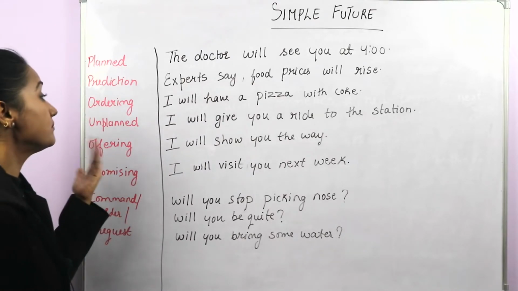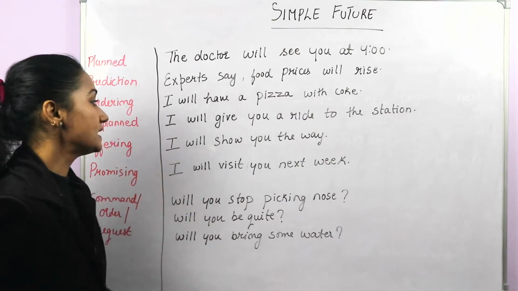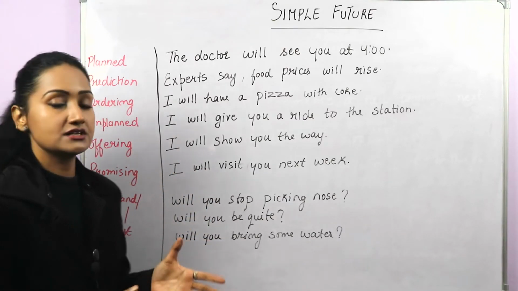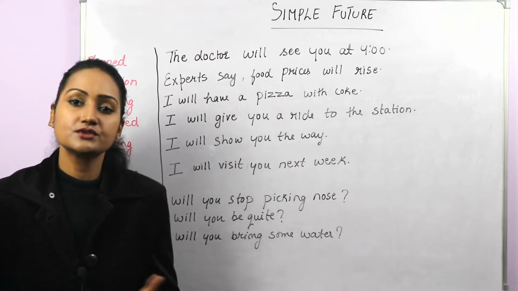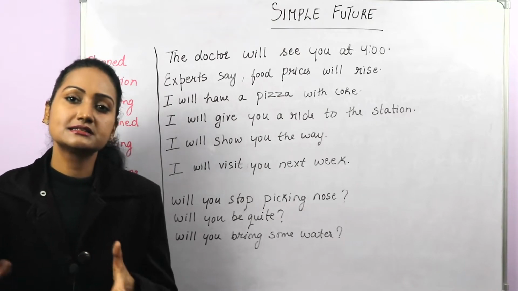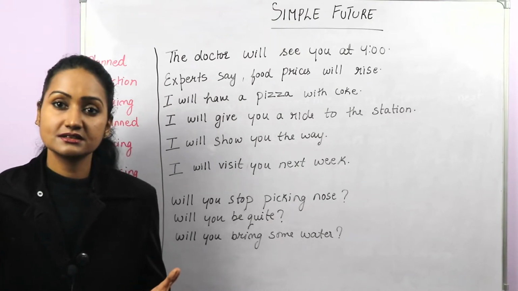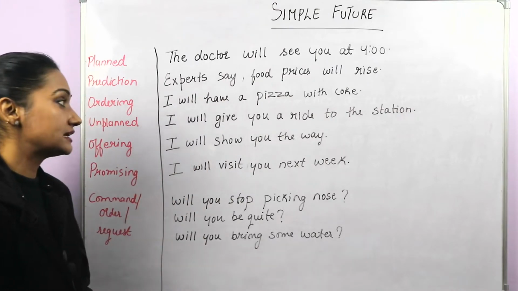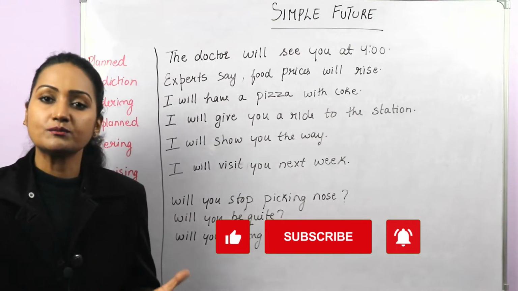Next is unplanned, when there's something which is unplanned. For example, I will give you a ride to the station. Now I tell you the situation, you step out of the office and suddenly it starts pouring and you have a car but your friend doesn't. So you say that I'll give you a ride to the station. So this is something which is unplanned.